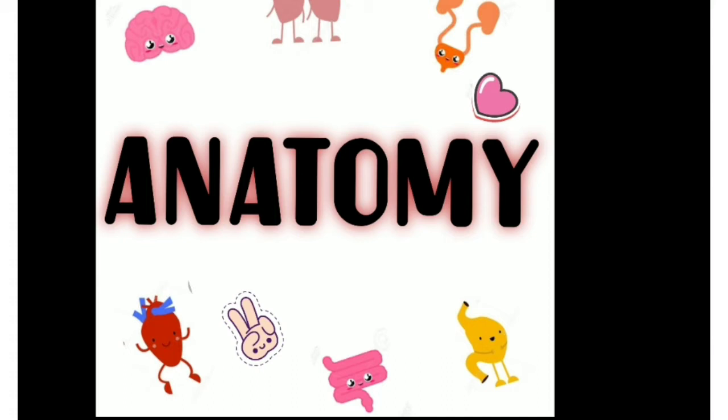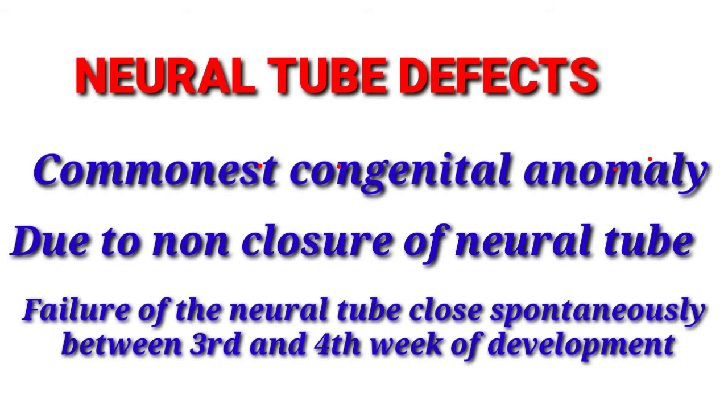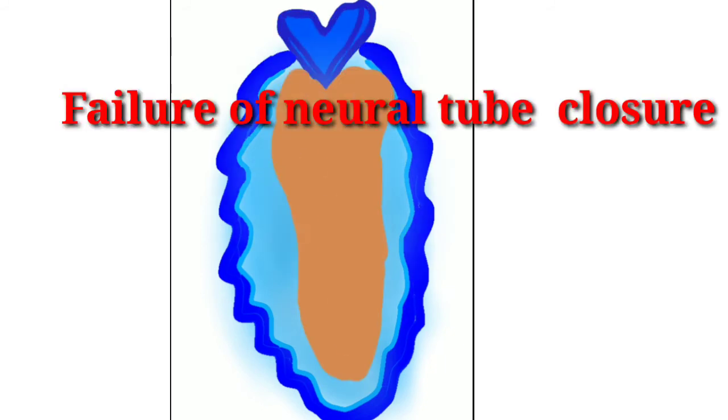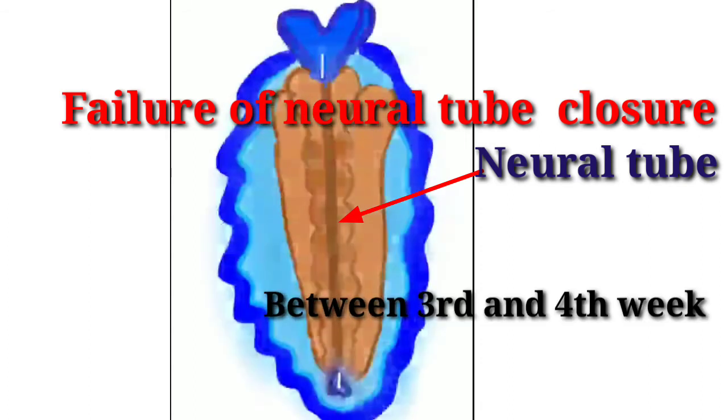Good morning everyone. In this session we are going to discuss neural tube defects. Neural tube defects account for a large proportion of congenital anomalies in the CNS, resulting from failure of neural tube closure spontaneously between the third and fourth week of intrauterine life.